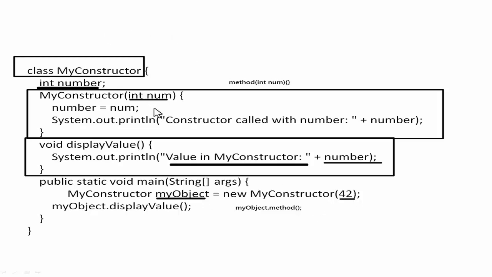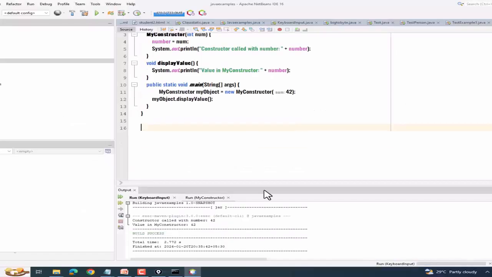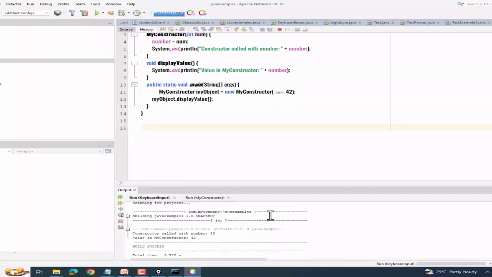The value 42 will be passed from here to here, to the number, and it is going to display the number. Now it needs to be displayed by using myObject dot displayValue. Here it is going to display the value inside the constructor. So it shows: constructor called with a number 42, and the displayValue is also shown. The value in MyConstructor is 42.